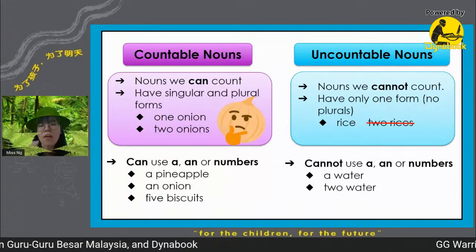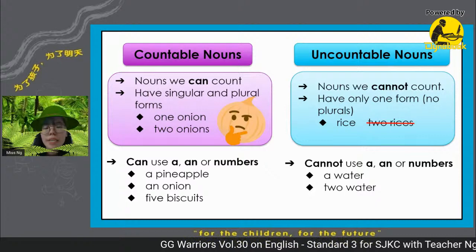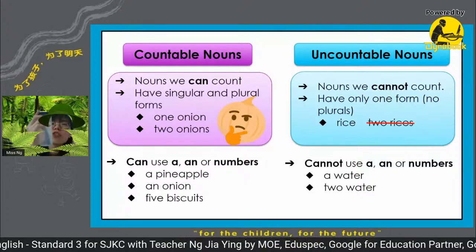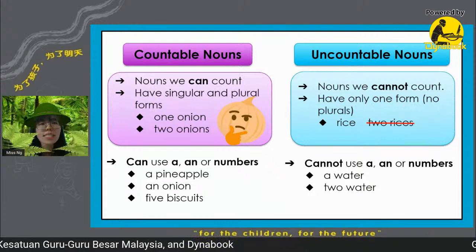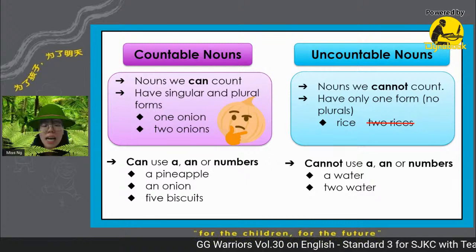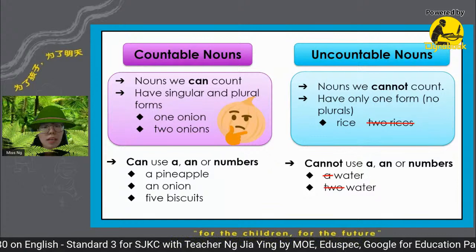But for uncountable nouns, we cannot use a, an, or numbers, okay? Because we cannot count them, so you cannot say this is a water, this is two water. No, this is just some water, 一些水, okay? So now, let's look into what are some other types of food that we can also see as uncountable nouns. Okay, so as you can see, we cannot say a water or two water.